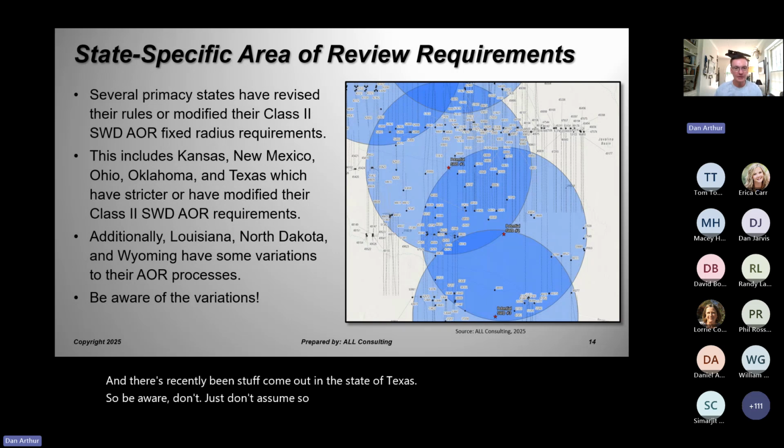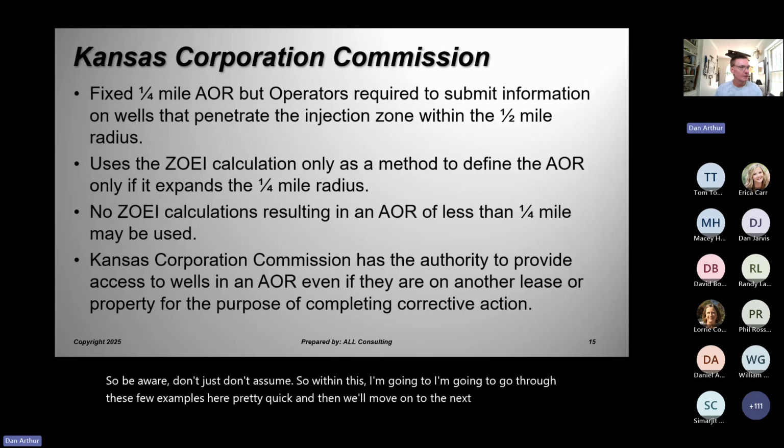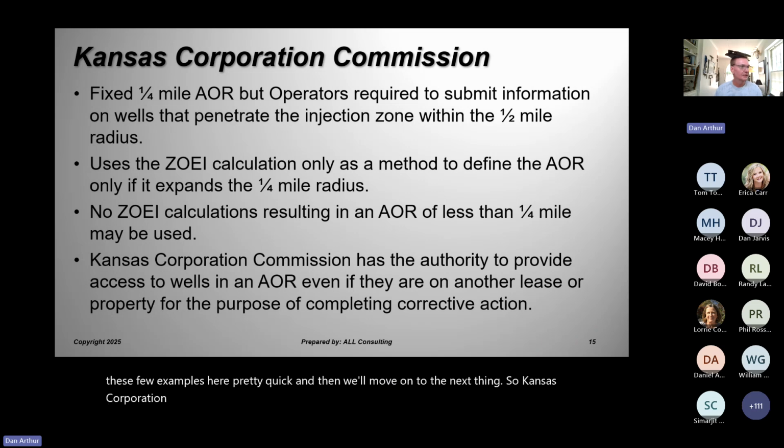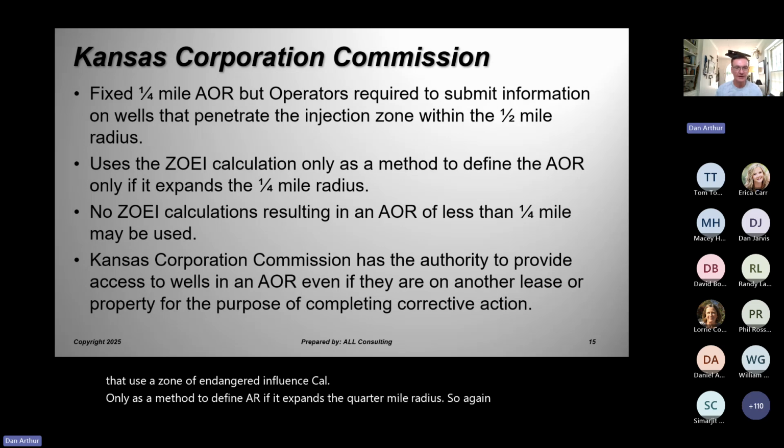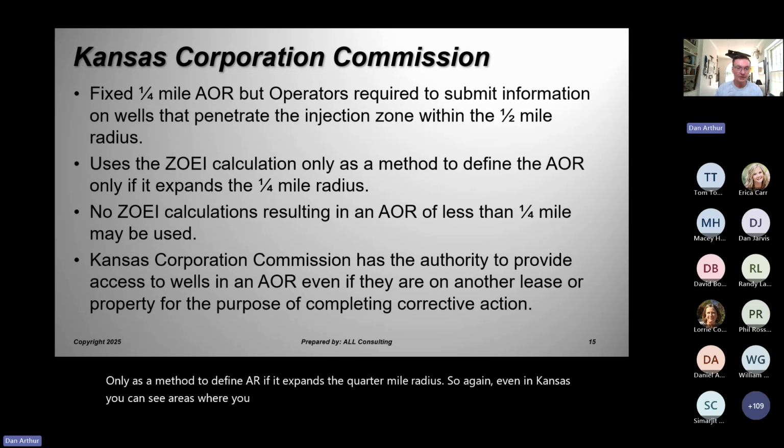So within this, I'm going to go through these few examples pretty quick, and then we'll move on to the next thing. Kansas Corporation Commission: fixed radius, quarter mile, but there could be variations within that. It uses zone of endangering influence calculation only as a method to define the AOR if it expands the quarter mile radius. So again, even in Kansas, you can see areas where a quarter mile, depending on what you're doing, may not be enough. So you've really got to look at that, coordinate with the agency, and go from there.